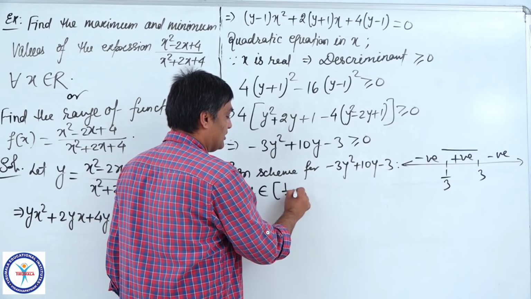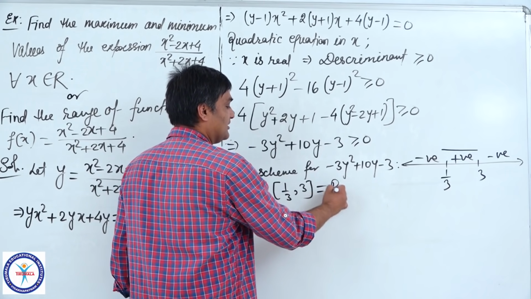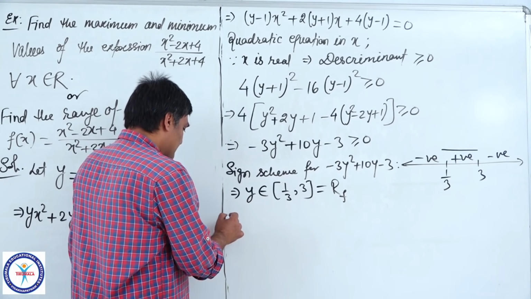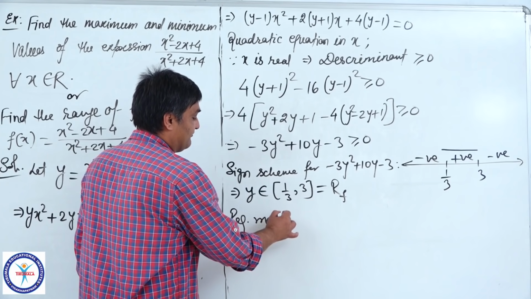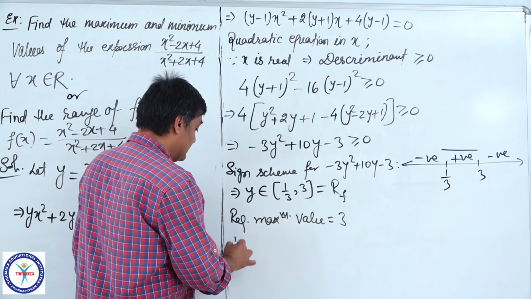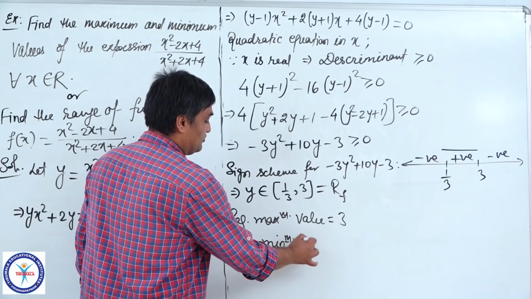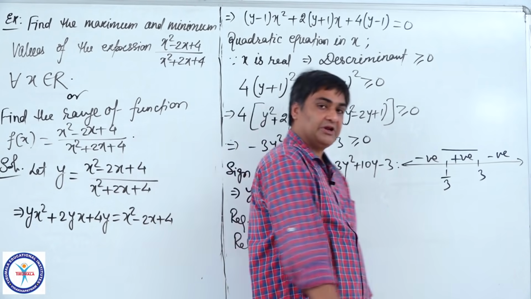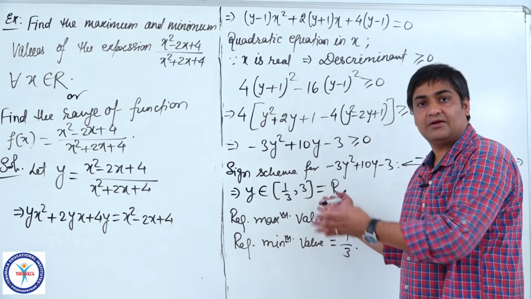1 by 3 comma 3, which we can also say is the range of the function. The required maximum value is equal to 3, the required minimum value is equal to 1 by 3, and in between all the values are in the range.